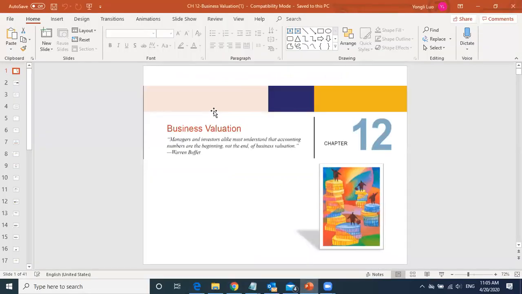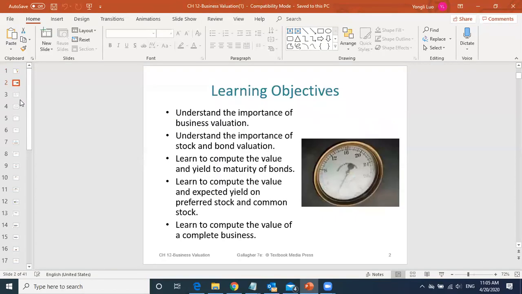Today the topic is called business valuation, including bond valuation and stock valuation. So we are going to talk about how to value the bond price and how to value the stock price.